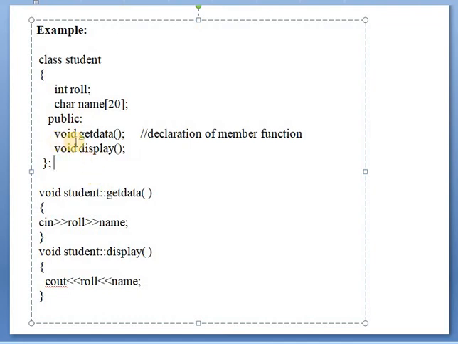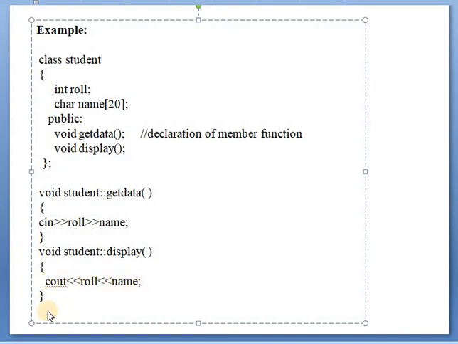After that, now we are defining this function like this. Void is a data type. Now student, see here, is the class name, then the scope resolution operator, and now get data is the function name. And this is the body of the function, same as the previous example, that is cin roll number and name. See here the important order: data type, then class name, scope resolution operator, and then the function name. Again void student, scope resolution operator, display. Now the body of the function is here.